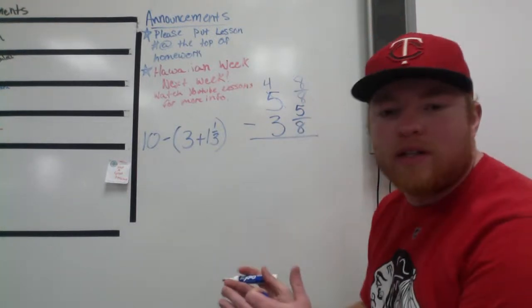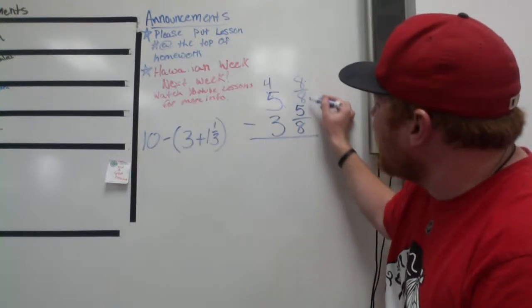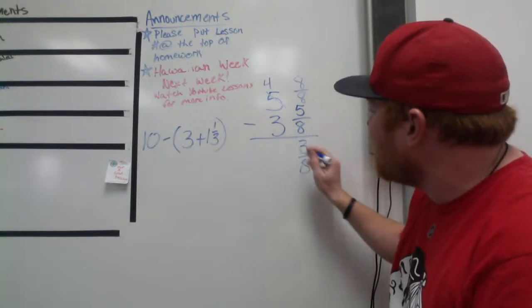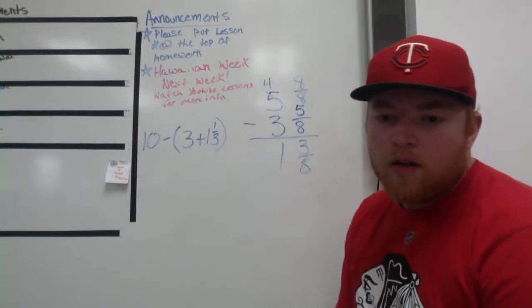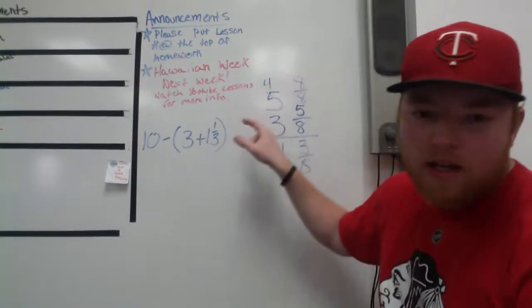So that's where we start. You don't start with the whole numbers first when you subtract. So you go 8 minus 5, which is 3, and the denominator stays the same, and then you go 4 minus 3, which is 1. So it's 1 3/8. Okay, so you have to see this borrowing here.